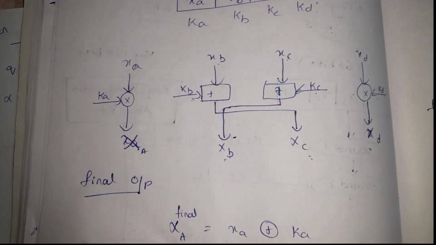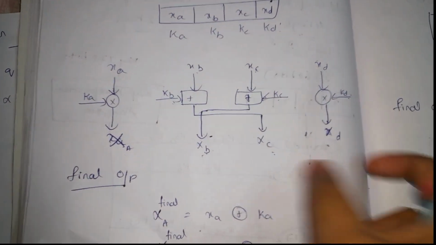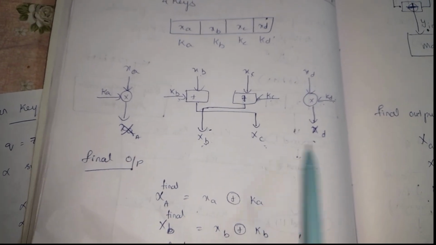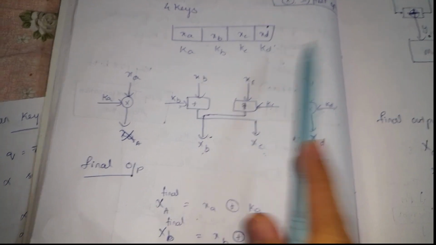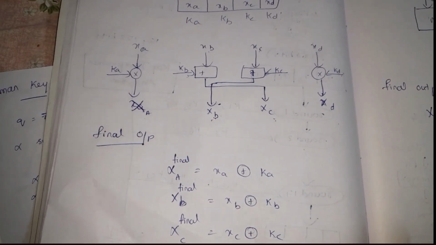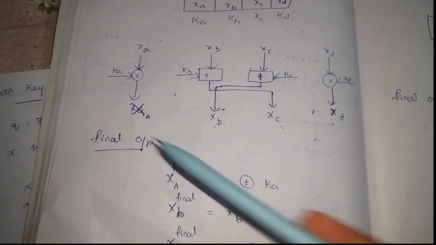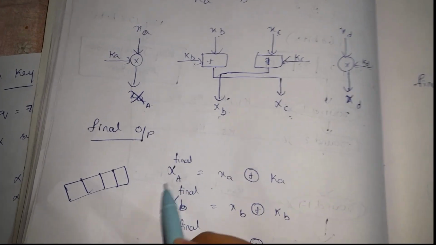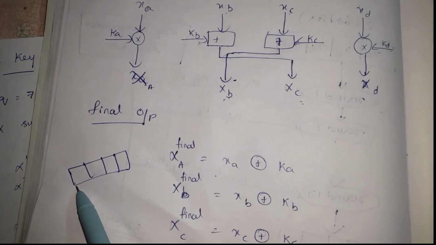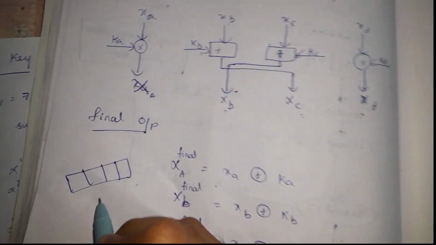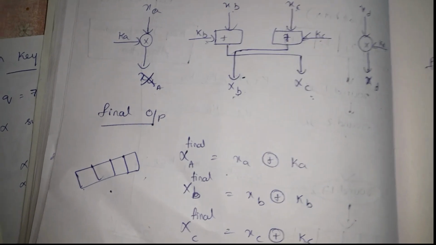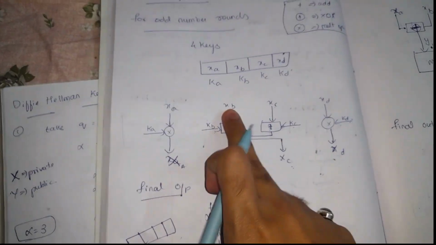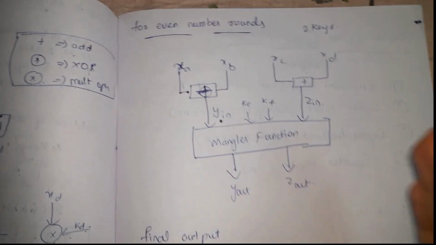Now what will be the final output? We have obtained this, and the final output will be the XOR operation between these 4 blocks and these keys. If we perform the final operation, we will get a fresh block of ciphertext with new, different values, and this is passed to the next round for further processing. This was about odd numbered rounds. Now coming to even numbered rounds.